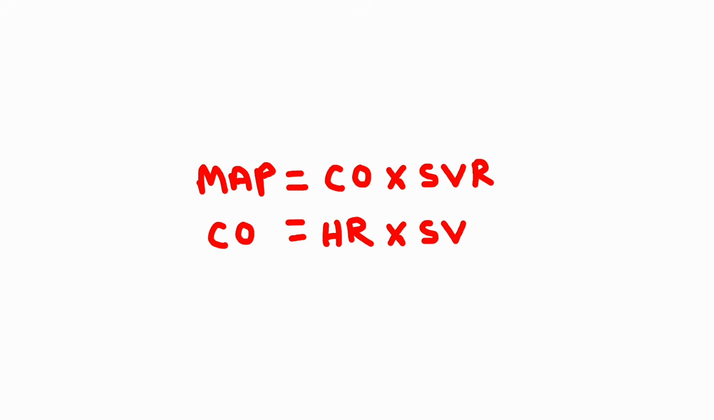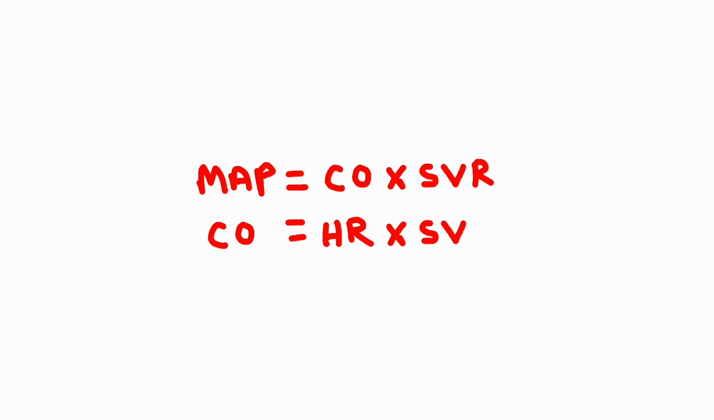Before we build a framework for hypotension, we need to anchor ourselves in a few core physiologic relationships. Mean arterial pressure, the pressure that actually drives blood flow to organs, is determined by 2 things: cardiac output and systemic vascular resistance. So we can think of it as simply MAP equals cardiac output times systemic vascular resistance. And cardiac output itself is a product of heart rate and stroke volume.